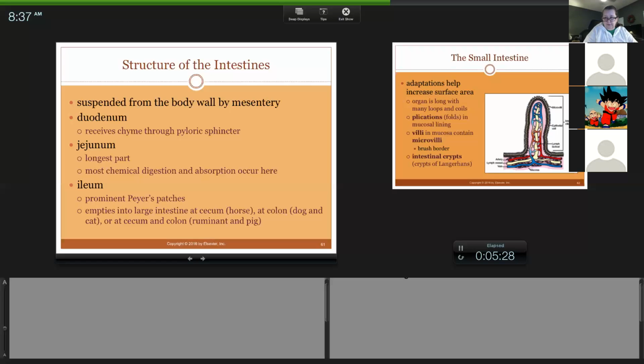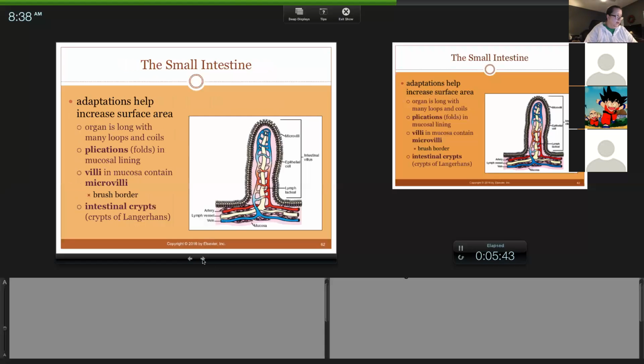digestive process. So, people, you need to write that out or make a note to remember it from this slide, because it's an important piece to digestion and how they are arranged.